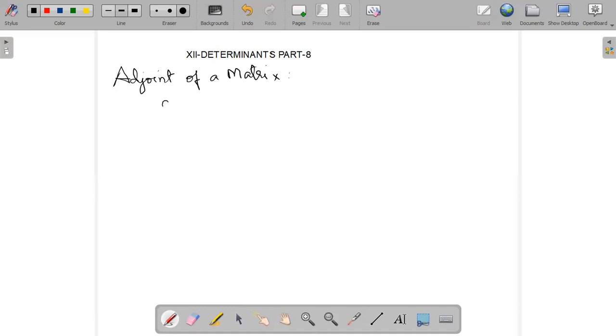The adjoint of a matrix is denoted by ADJ, with a small d and small j. The adjoint of a matrix A is nothing but the transpose of the matrix of cofactors. That means we have to write the matrix of cofactors.